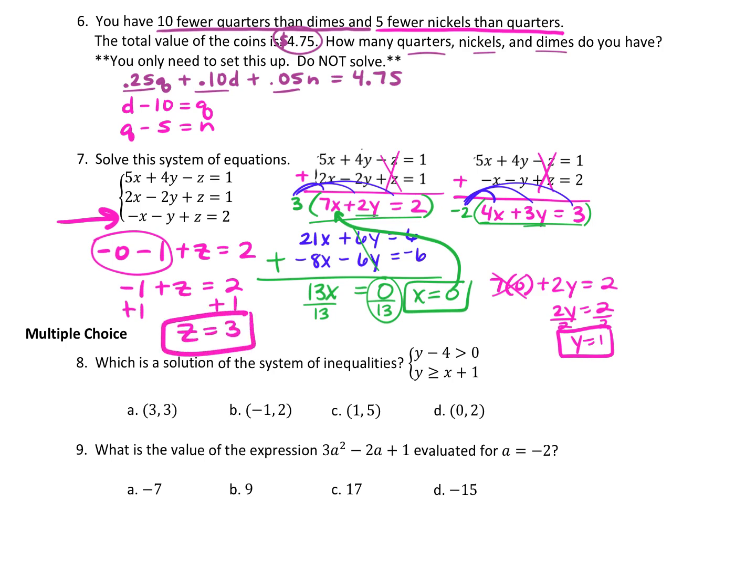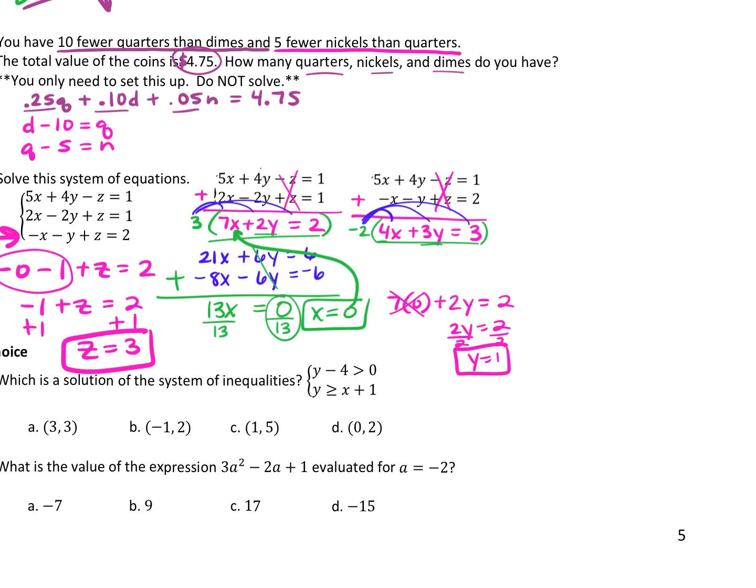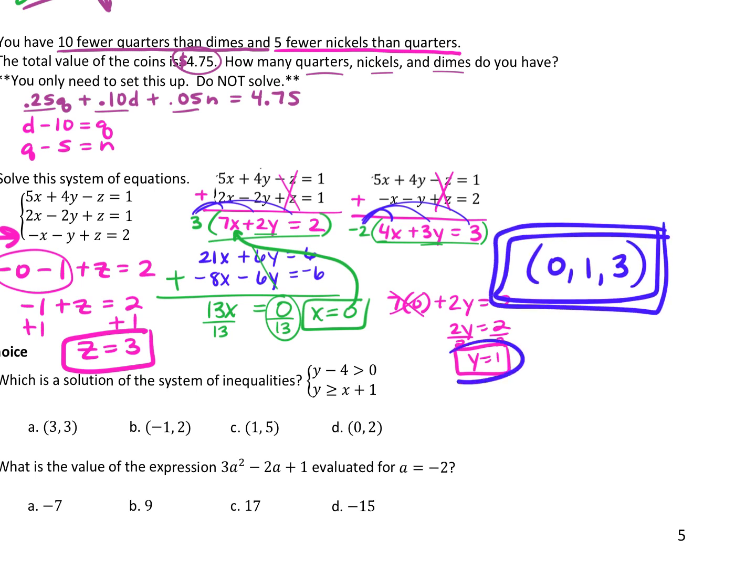So in the end, we get as an answer, x is 0, y is 1, z is 3. But again, if you want to just leave it like these, that's totally fine. Okay.